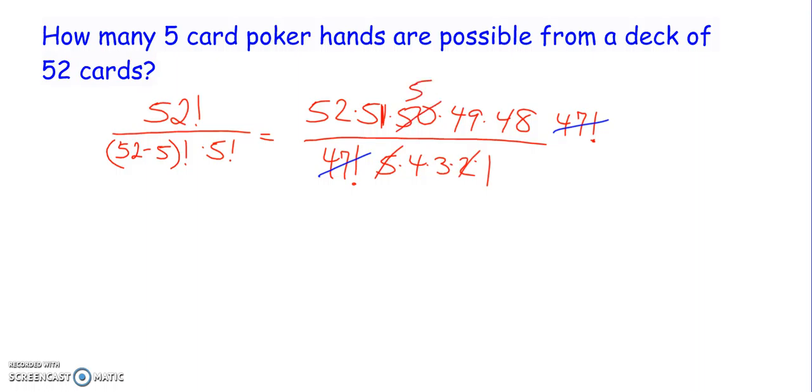That goes into here 5 times. 4 goes into 48, let's see, that's going to be 12 times. And 3 goes into 12 4 times. So now all I really need to type into a calculator is 52 times 51 times 5 times 49 times 4. I'll let you do that on your own time to get to the correct answer. If you're going to notice, it is quite a large answer.